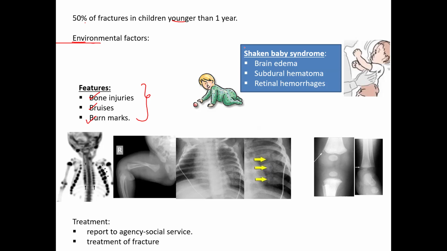To just tell here, one is shaken baby syndrome. What is shaken baby syndrome? This is a combination of brain edema, subdural edema, and retinal hemorrhages happening if you shake the baby abruptly.